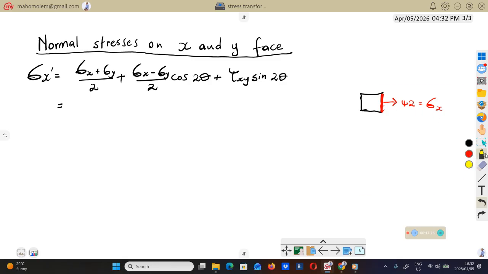And then the stress, this is the Y face, this one. This is the Y face. So the stress acting on the Y face is going to be 140. So this is the Y face. So this is the X face. So this is the stress acting on the Y face.